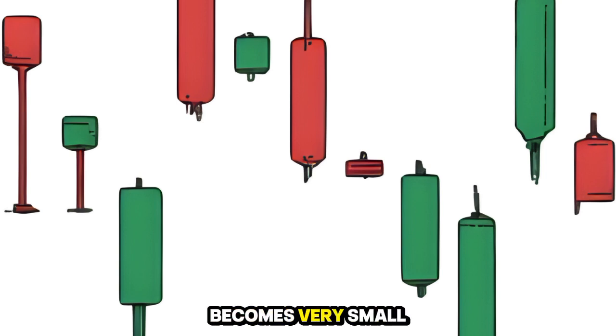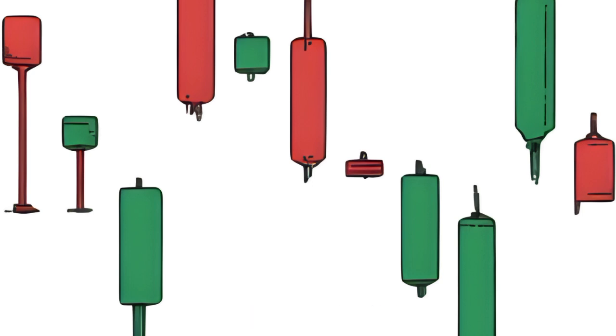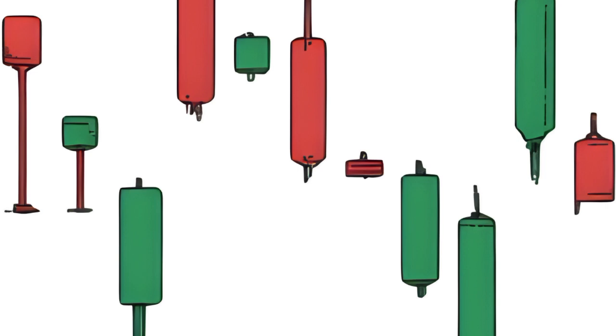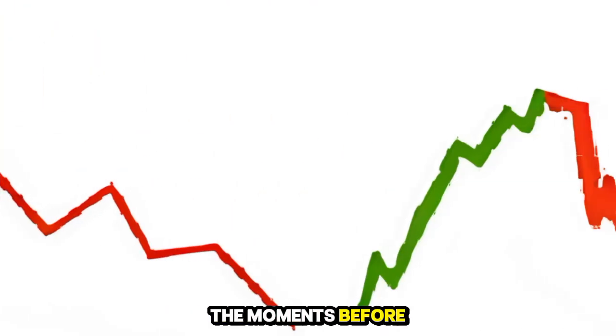When the body becomes very small, it often signals balance or uncertainty. That's when the market is thinking, not acting. By learning to recognize these small details, you begin to read energy shifts, the moments before a big move or reversal happens.